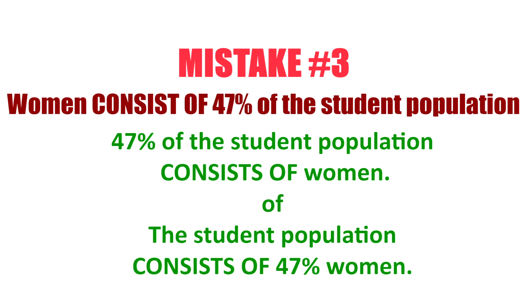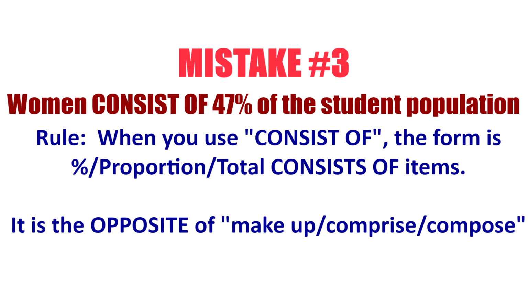Women consist of 47% of the student population. What is correct? 47% of the student population consists of women. So when you use consist of, you start with percentage, proportion, consists of, item. It is the opposite structure of make up, comprise, and compose.